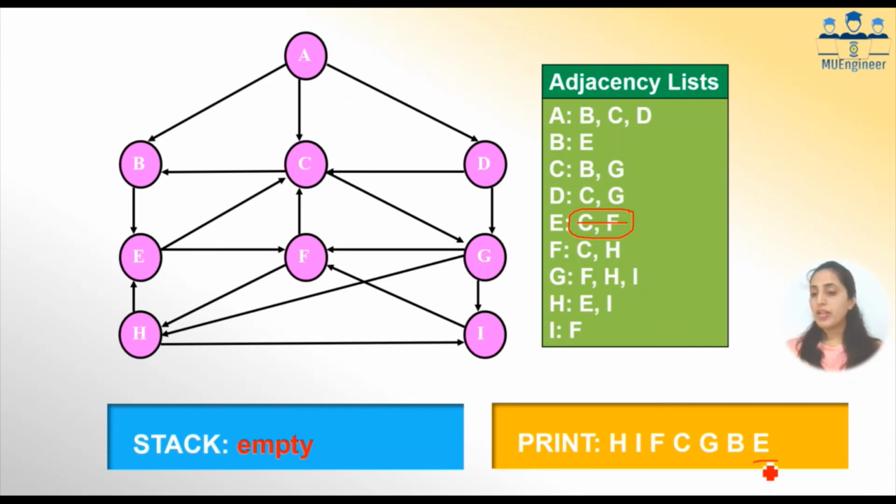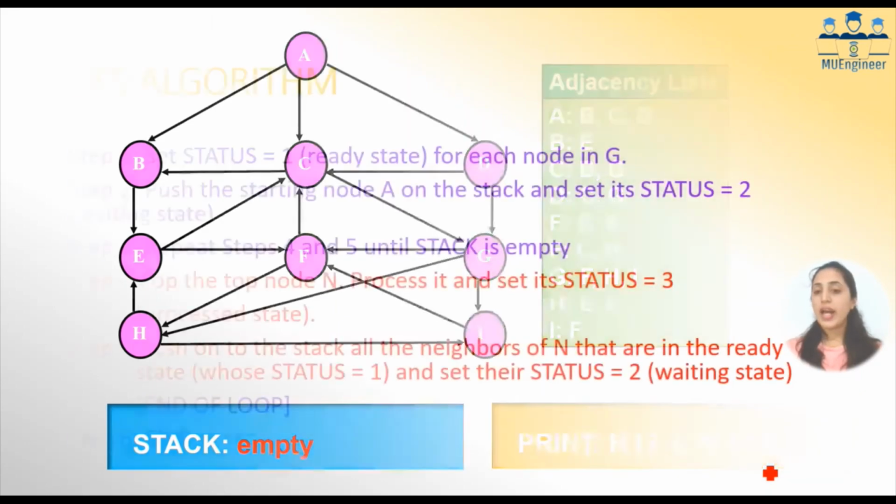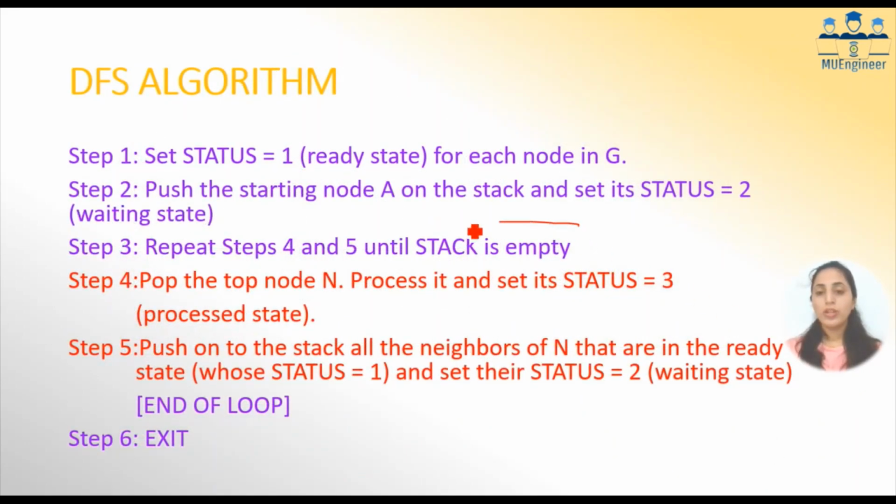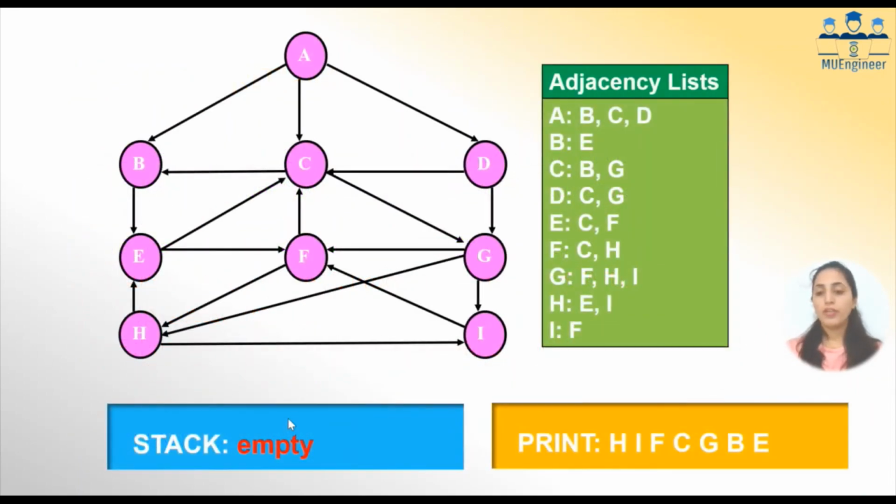Okay. And the stack has become empty. So whenever a stack has become empty, what we have to do? We have to stop the loop. So we will come out of the loop over here. Okay, so this way we will stop. That means our DFS algorithm has done its job and we are finished.